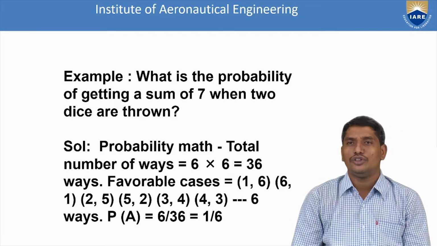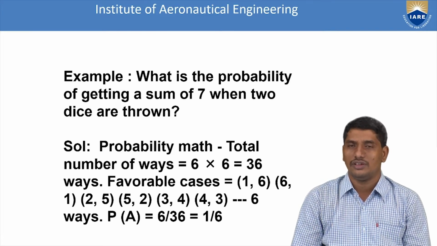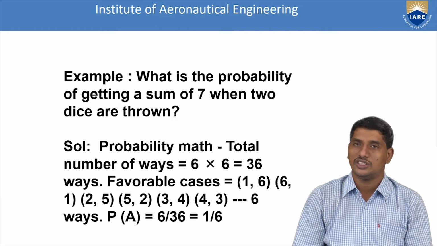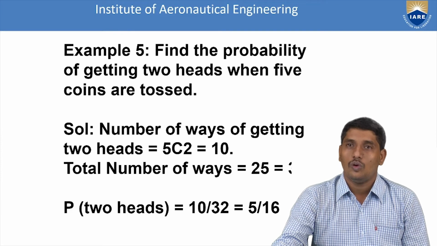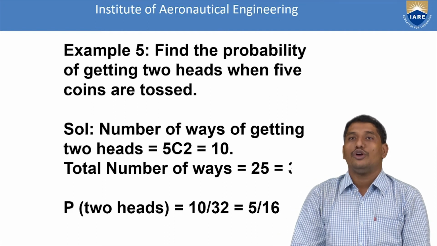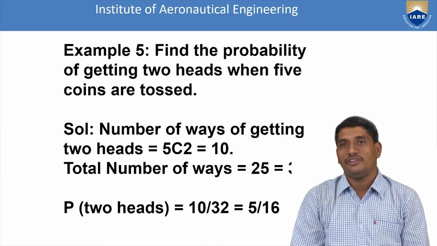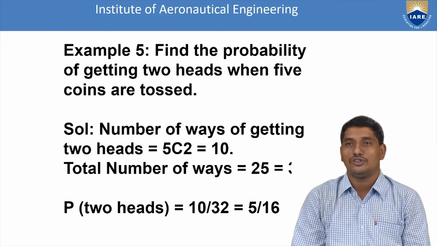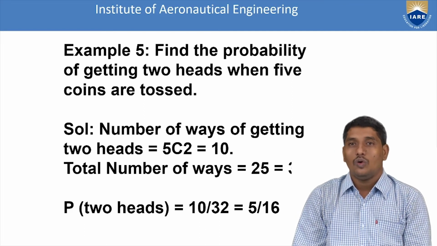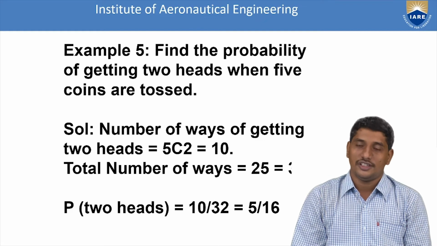In the same way, you can check sum 9 or sum 11 or sum 5, and so on, with the same logic. Now, we are going to see one more example, which states: find the probability of getting 2 heads when 5 coins are tossed. So, 5 coins are tossed at a time.